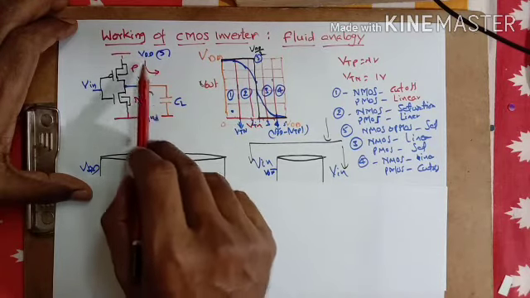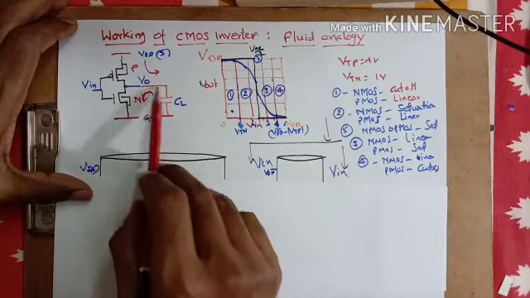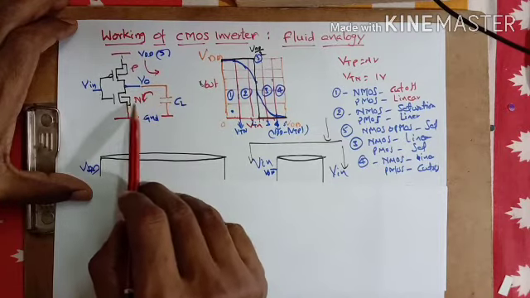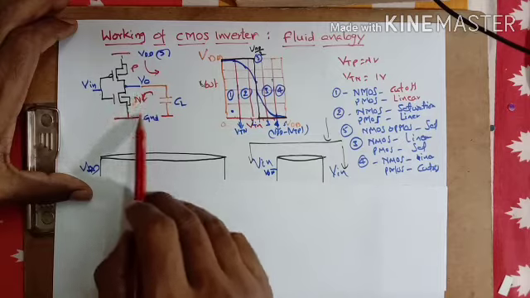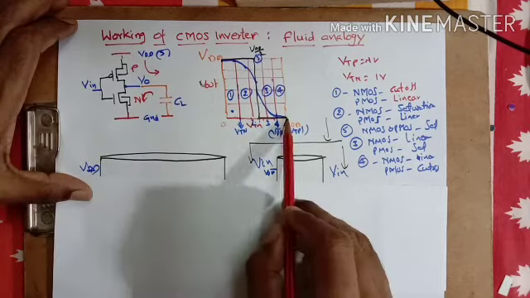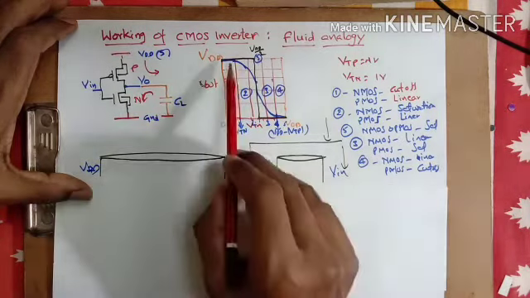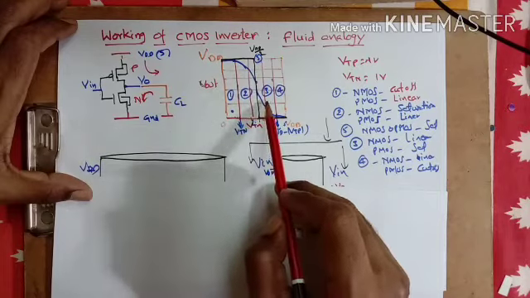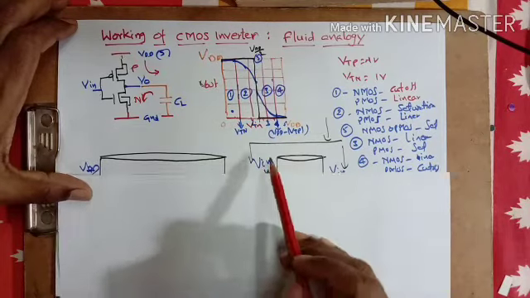There is no current coming here, so eventually there is no charging current. The entire charge will be discharged through this NMOS transistor and it comes to 0 level. So that is the shape of this transfer characteristic.